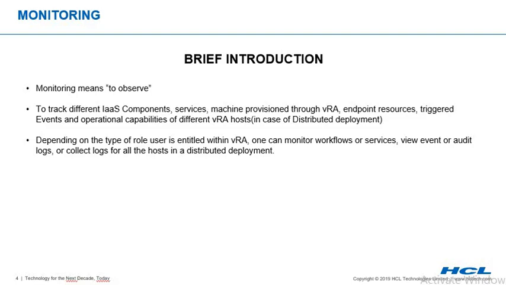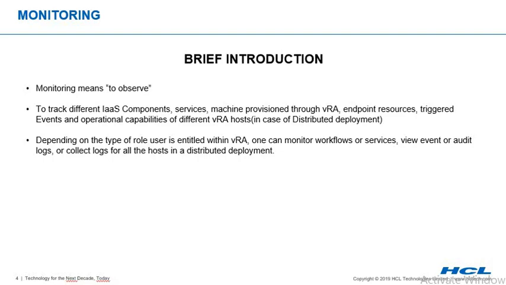Monitoring in vRA means to keep track of the complete architecture of vRA, that is all IaaS components, services, endpoint resources, and trigger events. Since in vRA there may be a minimal or distributed deployment depending on the resources and depending on our choice, monitoring also keeps track of the operational capabilities of different vRA hosts.